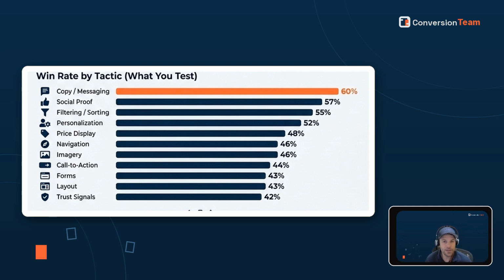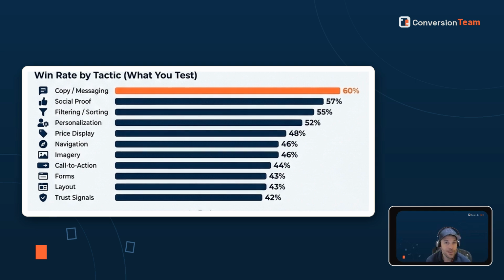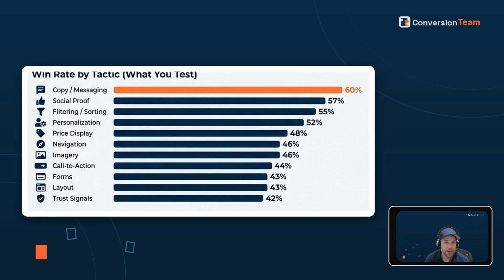Win rate by tactic. This is interesting information that came out of our 2,200 test audit. And some of this is due to sample size, but copy messaging, social proof, these are the most successful tests that we run at ConversionTeam. Trust signals, layout tweaks that aren't backed by actual data, either qualitative or quantitative, these don't work as well. And that has proven out over hundreds of clients.